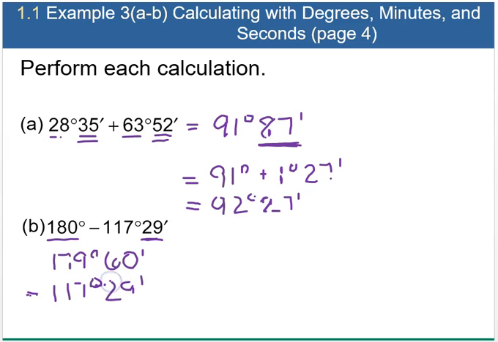Let's try that. Okay, when we subtract the minutes, we end up getting, what do we get? 29, no, 31 minutes. And then what's left over from 179 minus 117, we get, let's see, 62 degrees. Okay, so there we go. That is our solution for this calculation in part B. 62 degrees and 31 minutes, if you can't read that very well.